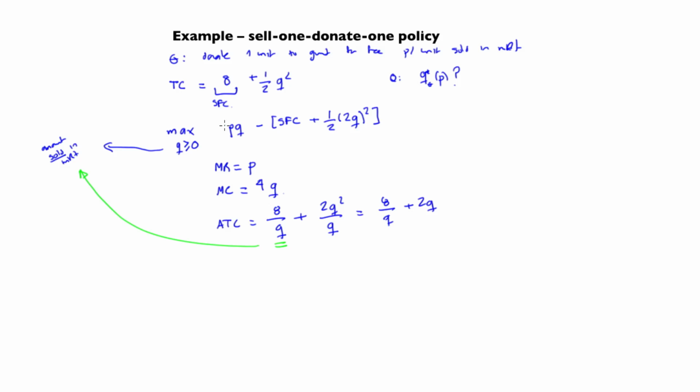And a way of thinking, by the way, intuitively of the problem is that from the point of view of the firm, it doesn't care that it has to donate to the government. What it cares is that it has transformed its cost function into something that looks like this instead of this because of the mandatory donation policy.